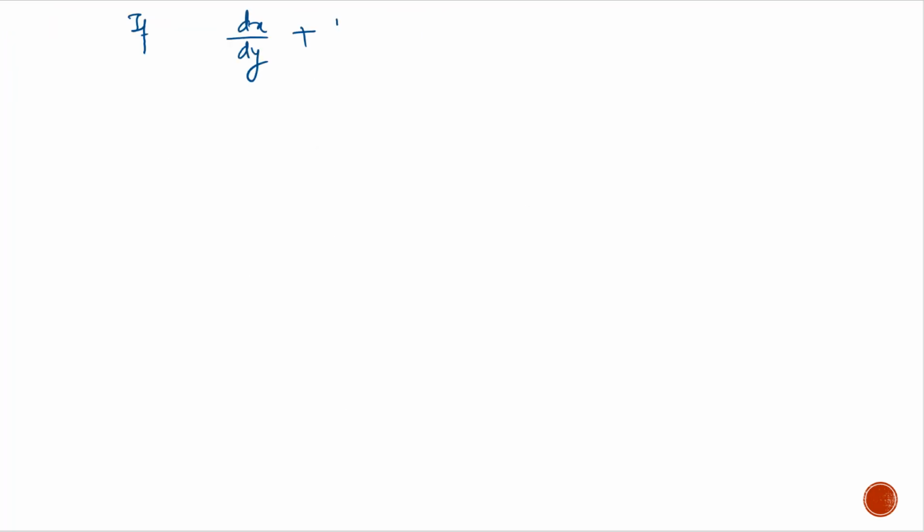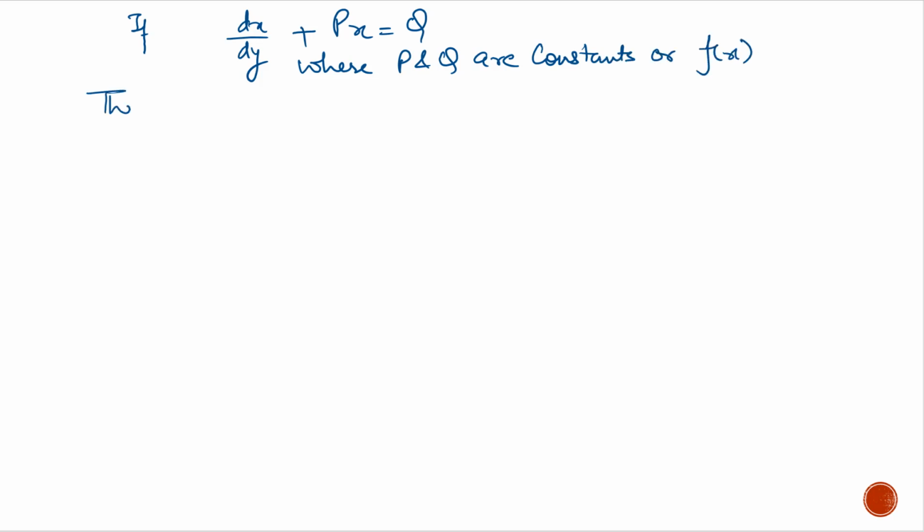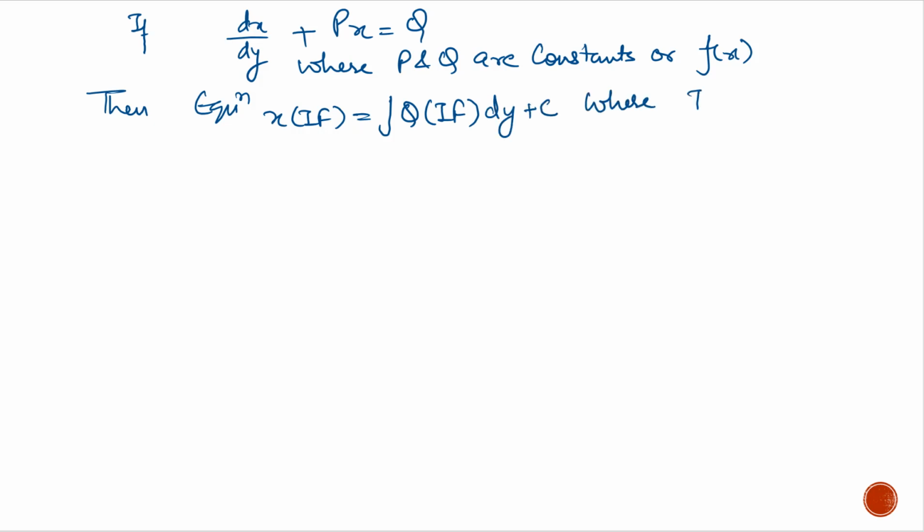Now if the linear order equation is given like this, dx upon dy plus Px equals Q, where P and Q are constants or functions of y, then we calculate the equation using the formula: x multiplied by the integration factor equals the integration of Q into the integration factor with respect to y plus c, where the integration factor is e raised to the power integration of P with respect to y. Now we can understand with the help of an example.